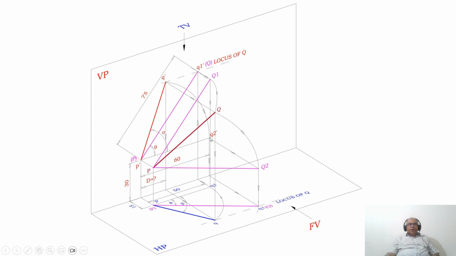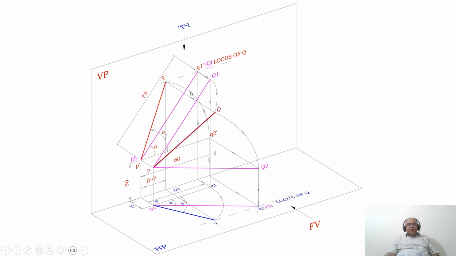So P dash is above HP by 30 and Q2 dash is also above HP by 30. So where is that line in space? That line in space is this line. So with P as center, PQ2 as the radius, you draw an arc. You are rotating that line such that, what happens to that line? Such that this line Q2 is being rotated in the vertical plane. I am showing that through my mouse.